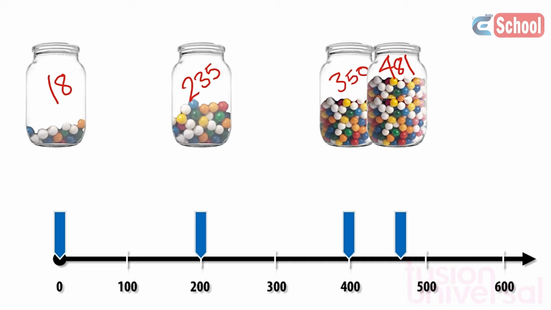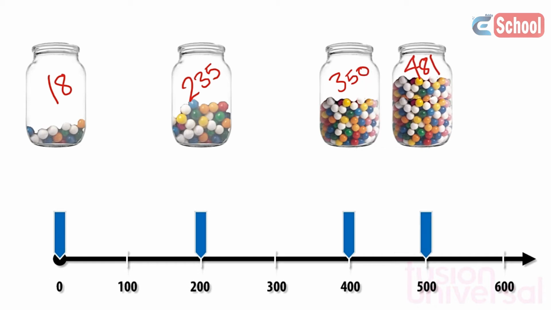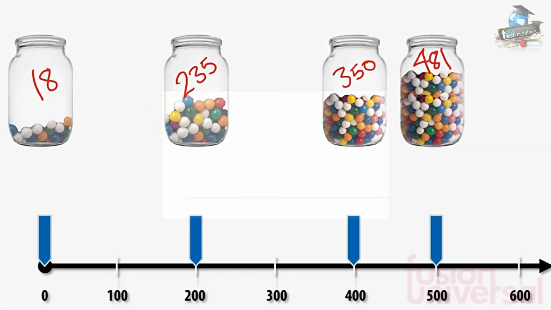Finally, 481 is closer to 500 than it is to 400, so we round it up to 500. We have now rounded these numbers to the nearest 100, but we can also round these to the nearest 10. Let's do them one at a time.